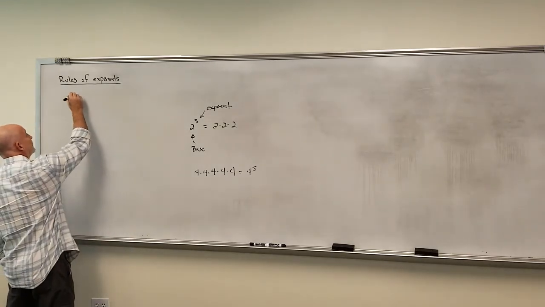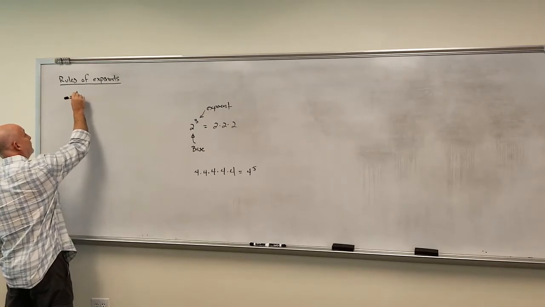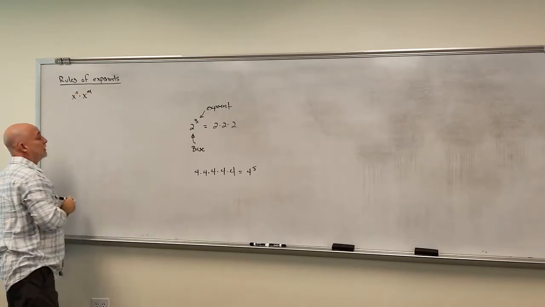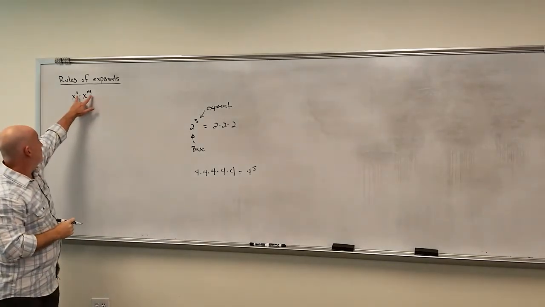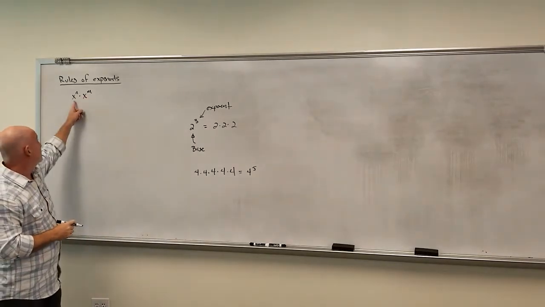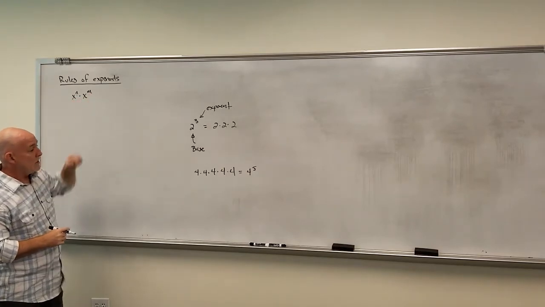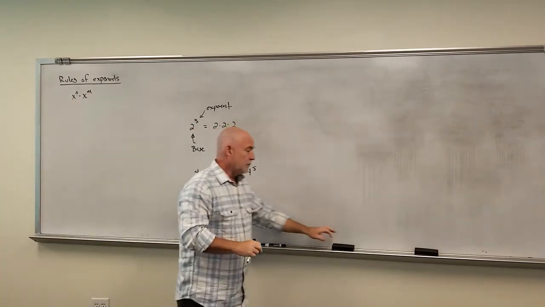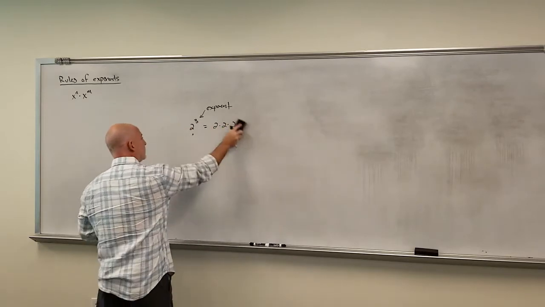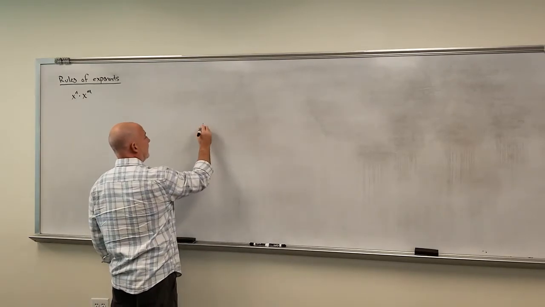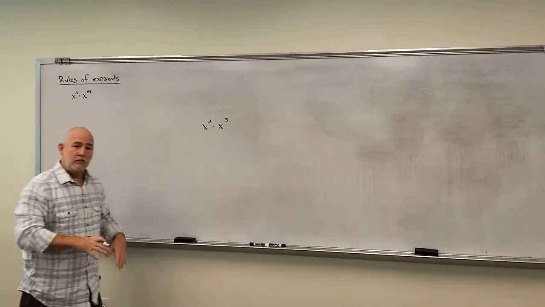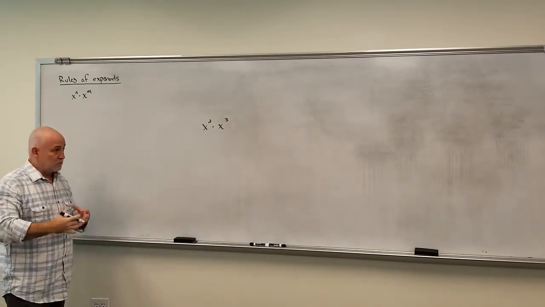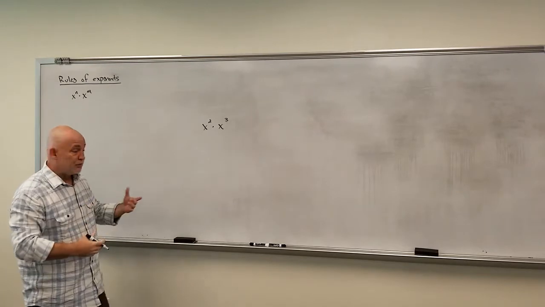So let's start out here with our first rule of exponents. What happens if we're multiplying two things together? They have the same base but a different exponent. So here we have x to the n times x to the m. All right, let's just take a look at an example. Kind of like if I had x squared times x to the third. Is there any way we could put that together into one piece instead of two different ones?